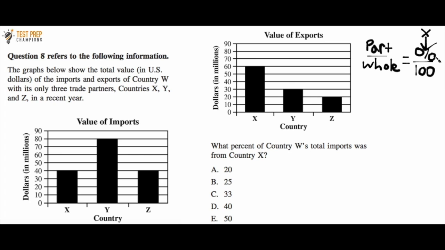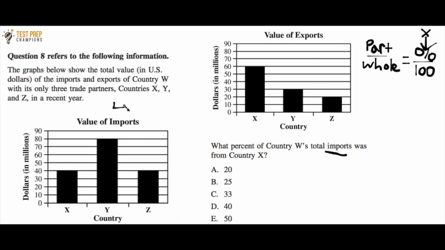It doesn't have to be an x. You can use a, b, c, y. It doesn't really matter. You can leave it as the percent sign if you want. Just know that we're ultimately trying to figure out what the percent is. Since we're asked what percent of the total imports, we want to come over here and add up all of the different imports to get a total. It says dollars in millions over here. So country X, it says 40 million.